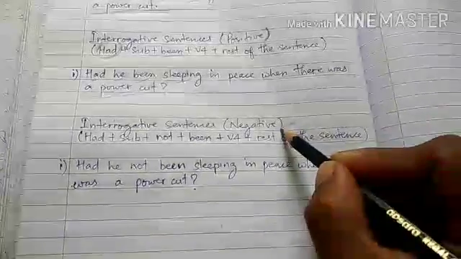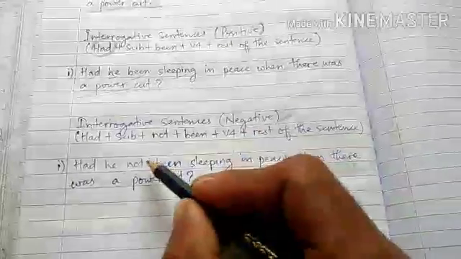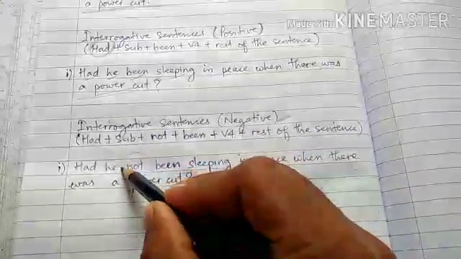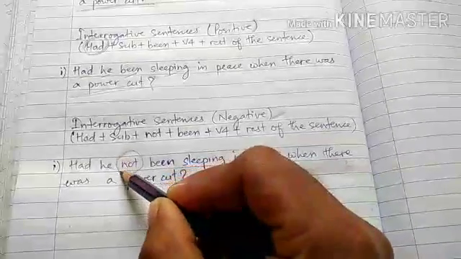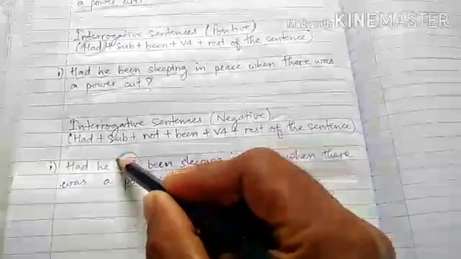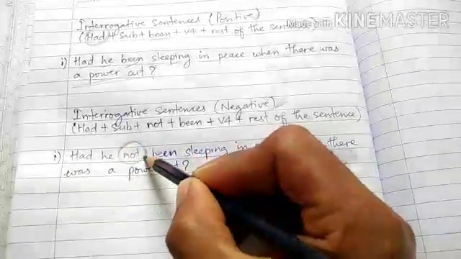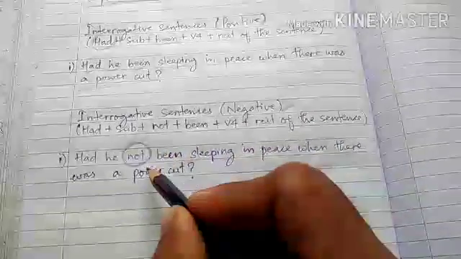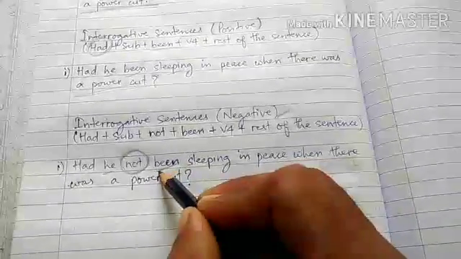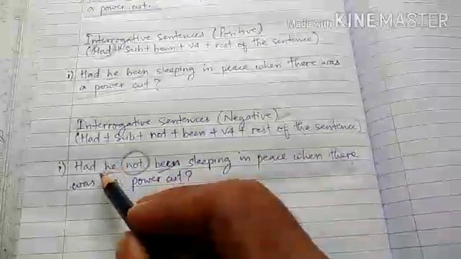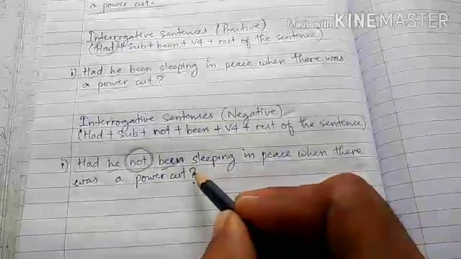So here negative again means the sentences having no or not, and here also, like we did in the present perfect continuous tense, the negative interrogative sentences in the present perfect continuous tense, here in past perfect continuous tense also we use not after the subject and before the B3 form of the verb be, been. Okay, so had he not been sleeping in peace when there was a power cut?